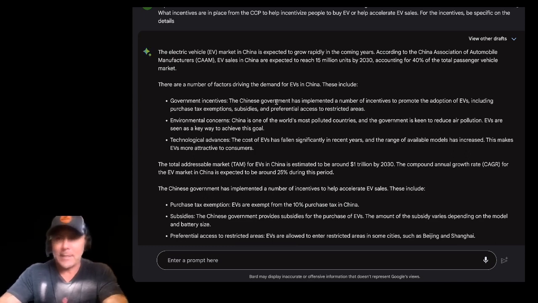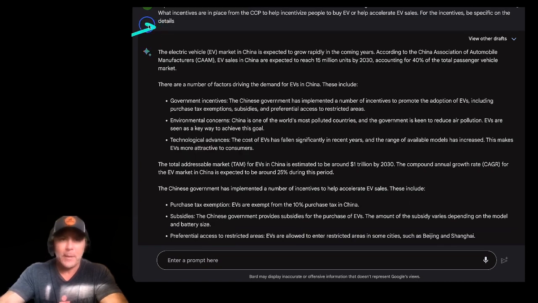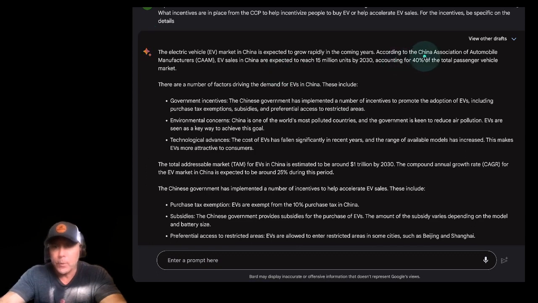Okay, now we're back to Tesla and we're almost done. So I wanted to just share with you some findings that I found when I made another pit stop in Google Bard, and we're talking about Tesla and China. This is fascinating, what's going on in China. Real quick, according to the China Association of Automobile Manufacturers, EV sales in China are expected to reach 15 million units by 2030. This is accounting for 40% of the total passenger vehicle market.